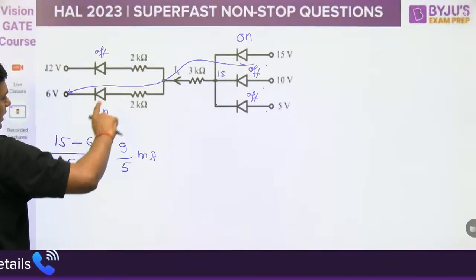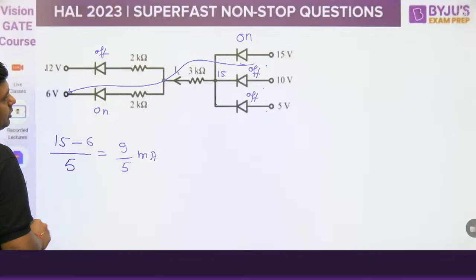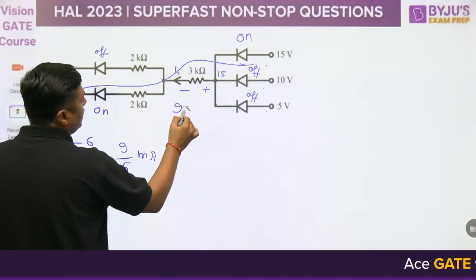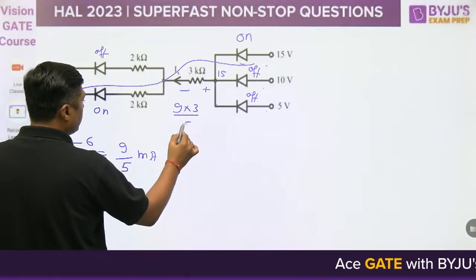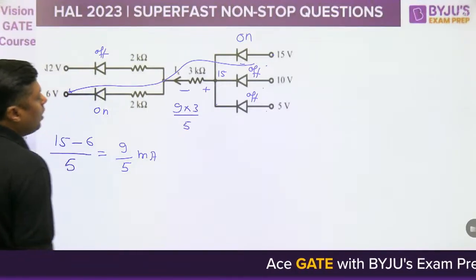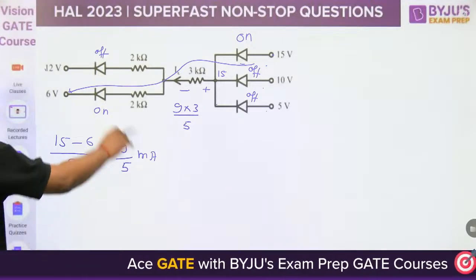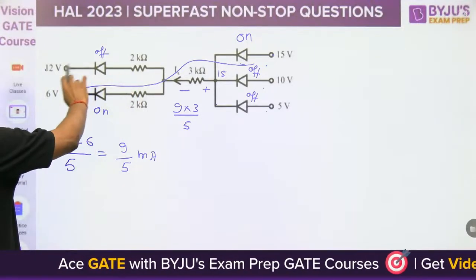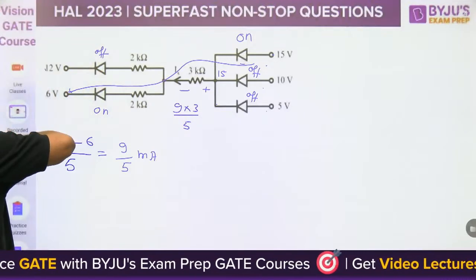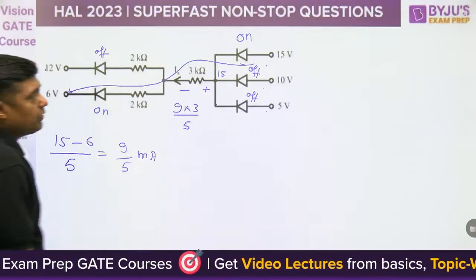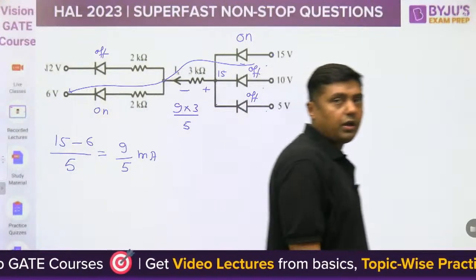Now, what is the current here? 9 by 5 milliampere. So, this is the 15 volt. What is the drop here? 9 into 3 divided by 5. Now, 27 divided by 5, this is the drop. You can also check that this voltage is less than 12 volt, that's why this diode is off, and this is greater than 6 volt, that's why this diode is on. You can verify it.